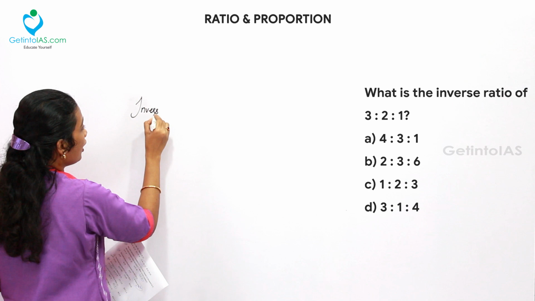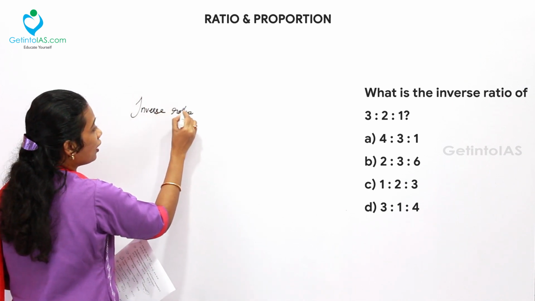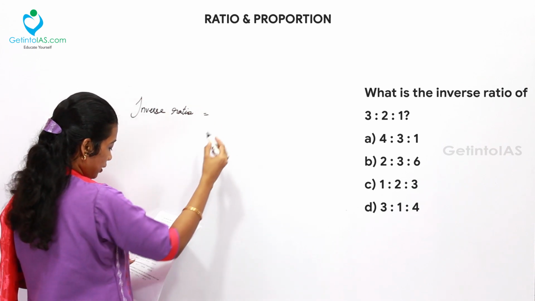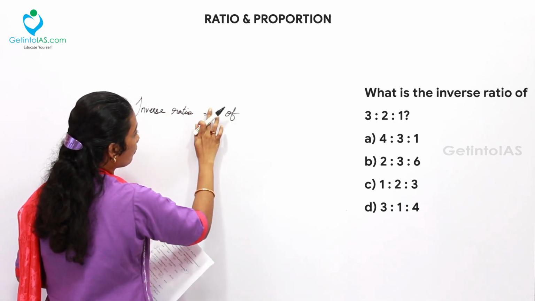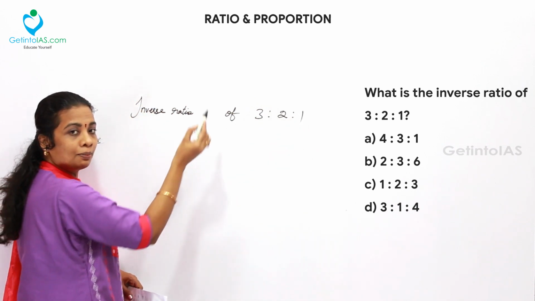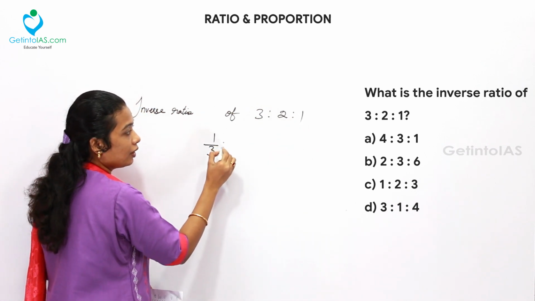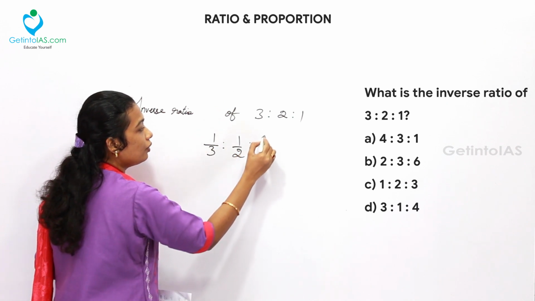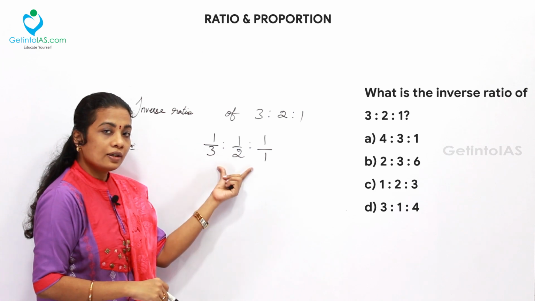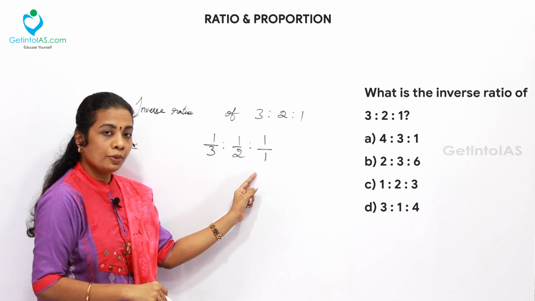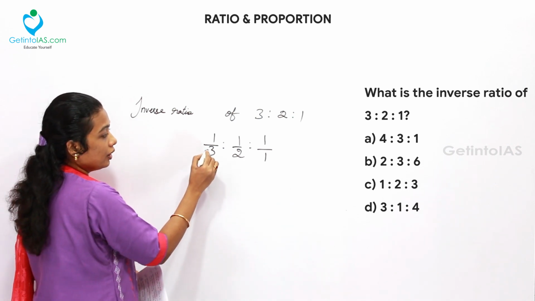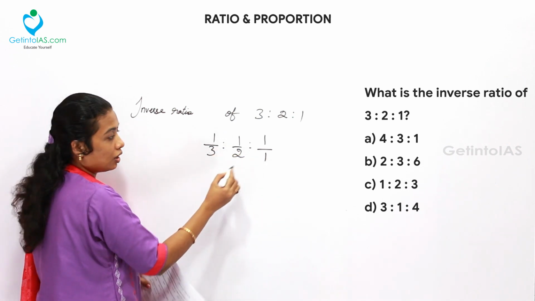Inverse ratio we already reviewed in the first video of ratio and proportion. Again, I am going to explain. Inverse ratio of 3 is to 2 is to 1. Inverse means simply reciprocal: 1 by 3, then 1 by 2, then 1 by 1. Now you will have to cancel the denominators, because the ratio should always be in whole numbers. So here 3, 2, 1 is given.